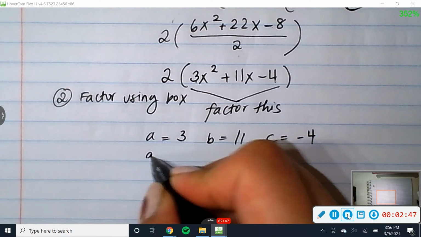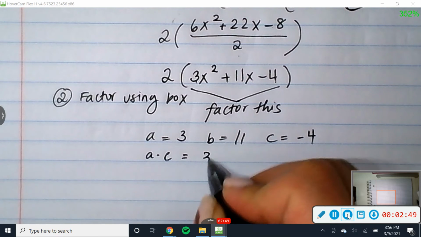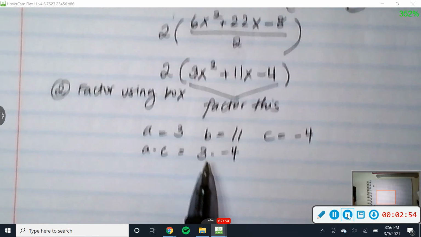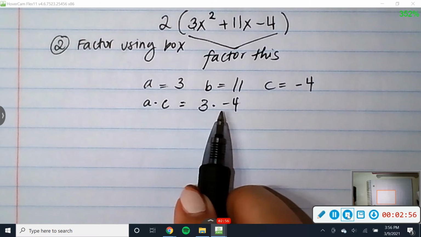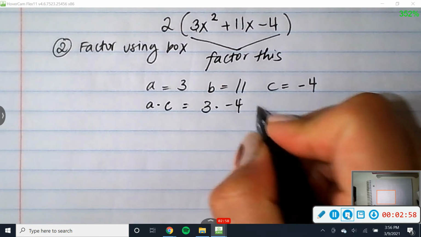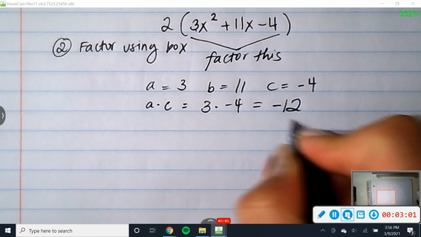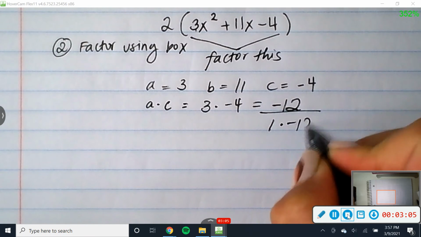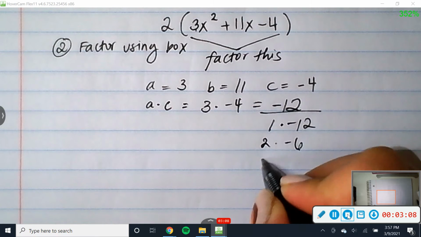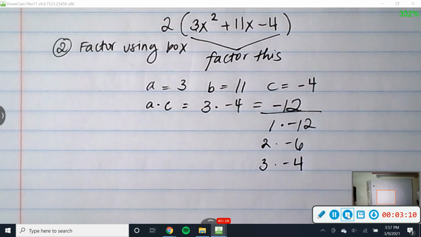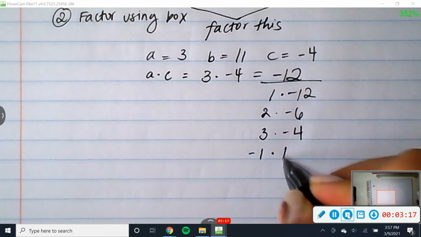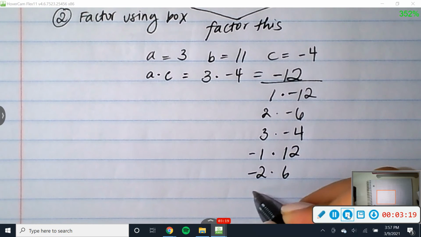Same steps as previous. Multiply A times C. In this case, make sure you pay attention to what you're multiplying. We need to multiply 3 times negative 4. So that's going to be negative 12. Now we're going to list all our factors for negative 12, starting with 1. And since there are negatives, I'm going to also list out the other variations. So negative 1, negative 2, and negative 3.